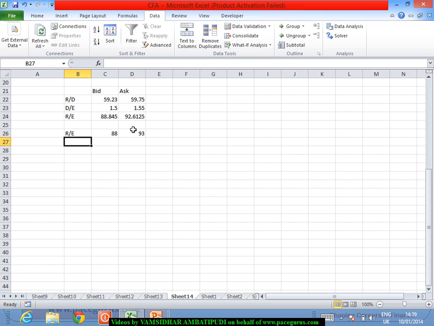Let's say when I asked the dealer about the quote, he has given me 88 and let's say 91. These are the bid and ask rates which he has given. Whereas when I am doing this kind of an exercise, I am getting 88.84 for bid and 92.61 for ask. So both of them are for rupee to euro itself.